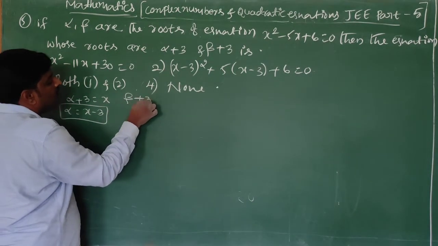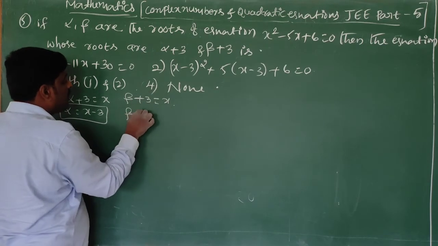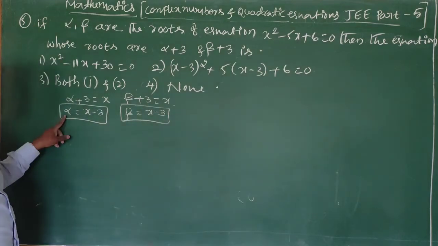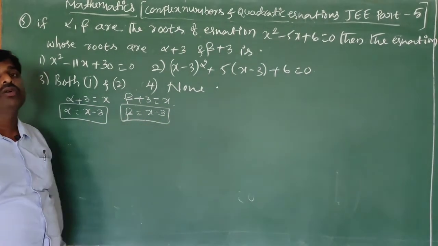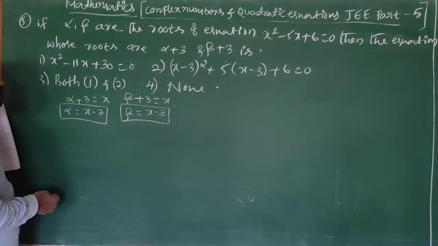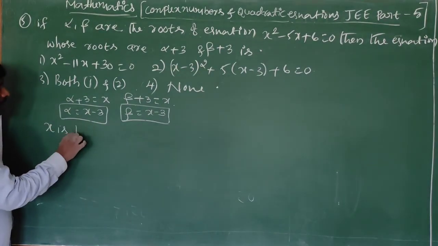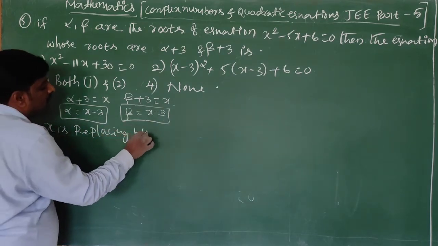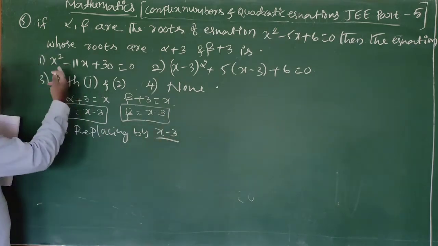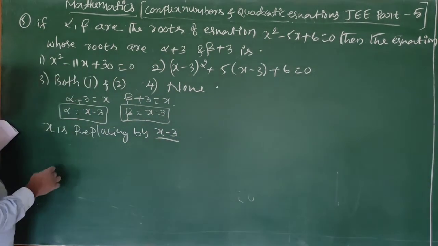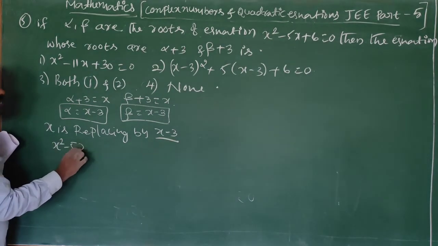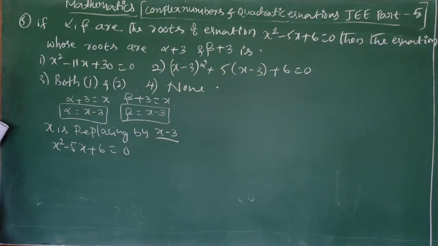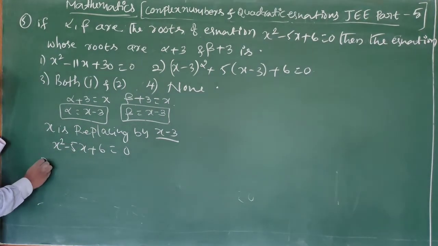Otherwise, beta plus 3 is equal to x. So beta is equal to x minus 3. Okay, so alpha is equal to x minus 3 or beta is equal to x minus 3. Okay, so now x is replaced by x minus 3 in the given equation. What is the given equation? x square minus 5x plus 6 is equal to 0. Now x is replaced by x minus 3.